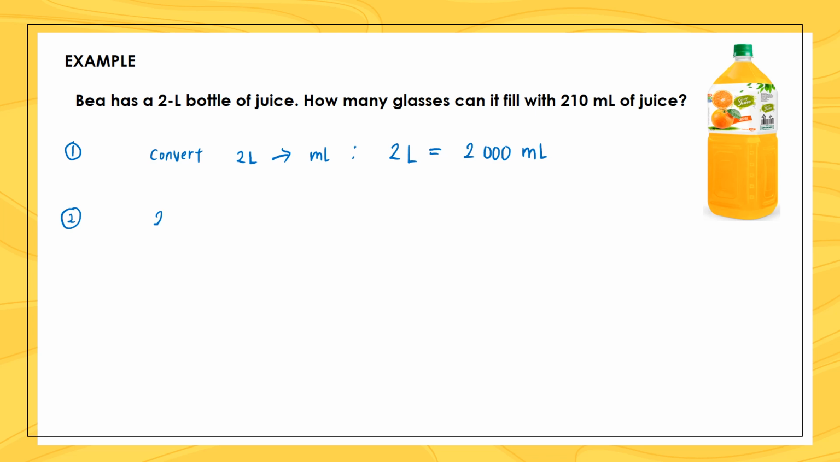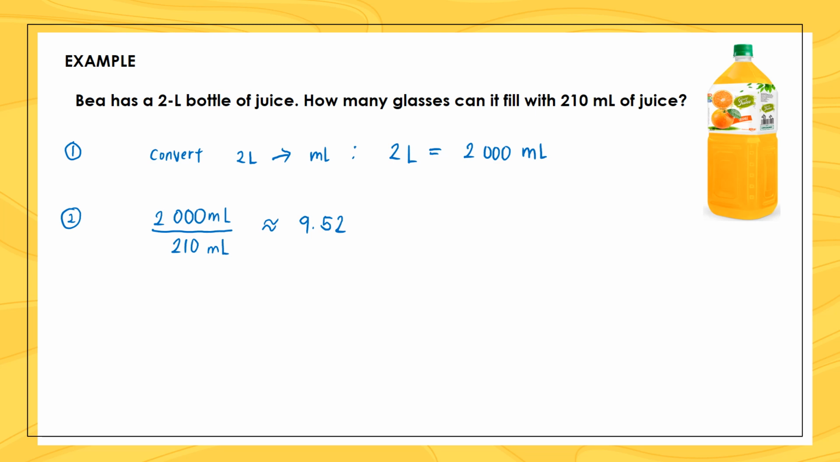So 2,000 milliliters over 210 milliliters. Input this in your calculator. You will have approximately 9.52.